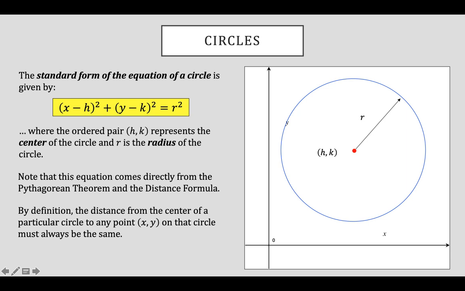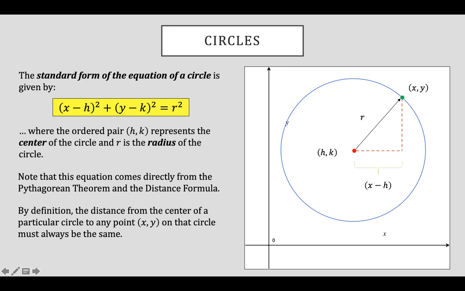Well, by definition, the distance from the center of a particular circle to any point (x, y) on that circle must always be the same. That distance is called the radius. So if we go over to our circle and we plot the point (x, y), here we have it in green, just some ordered pair. Notice that we can generate a right triangle.